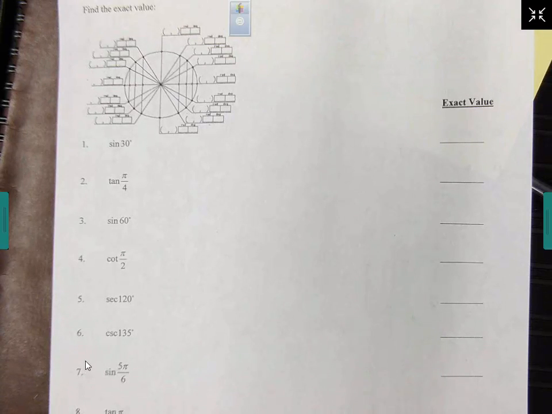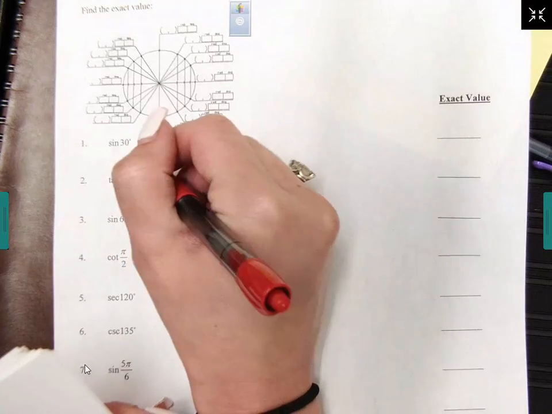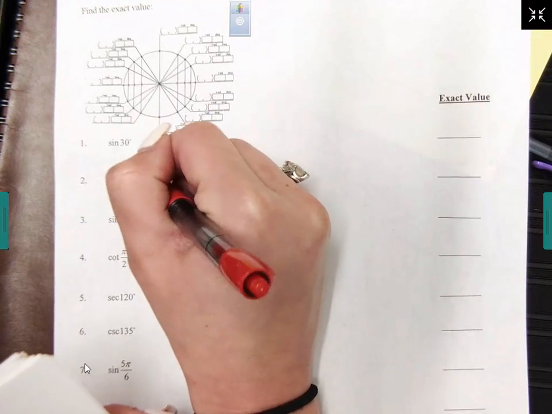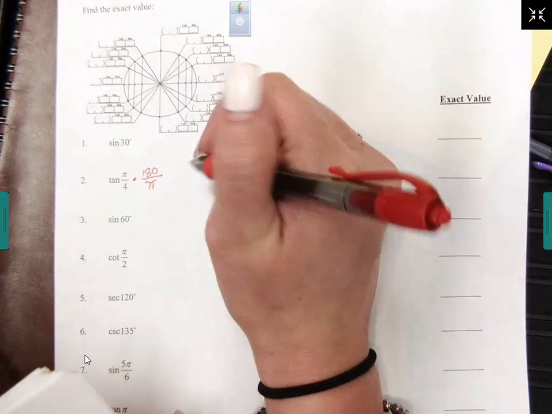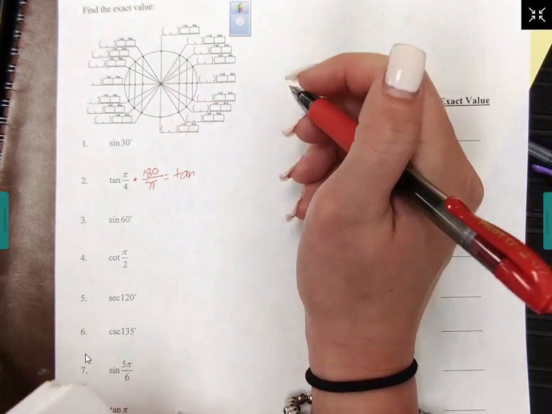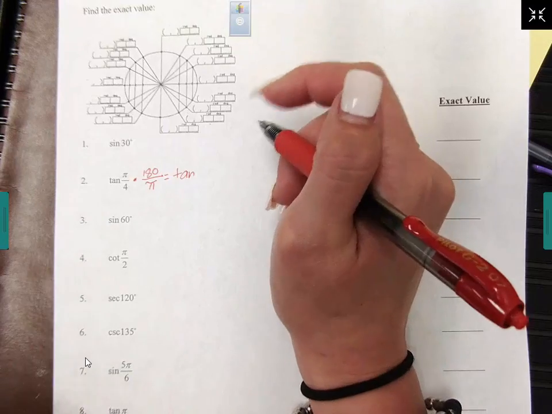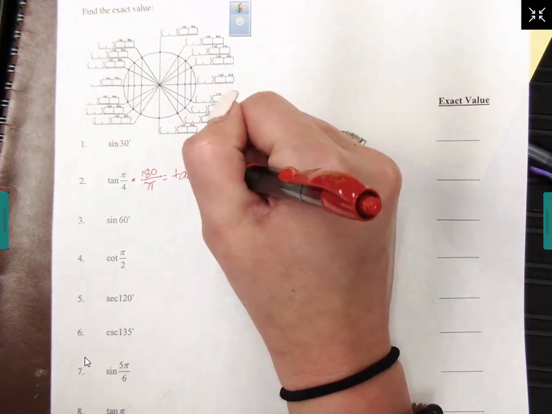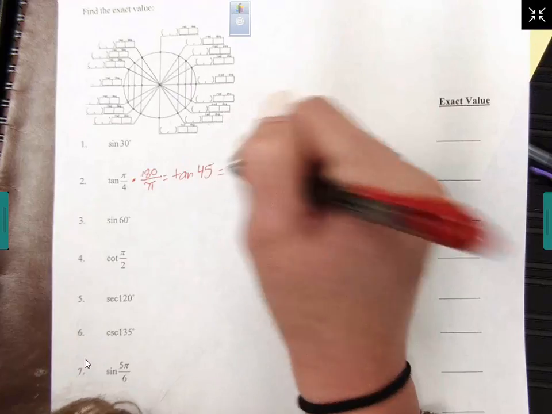Okay. Chloe, how do we find the tangent of pi over 4? Well, first thing we need to do is make pi over 4 into a degree, right? So how would we do that? We'd multiply by what? Very good, 180 over pi. And what's that going to give us? Okay, and what's 180 divided by 4? Anybody else? Think about 180 divided by 2 is 90. 90 divided by 2 would be 45. Good.